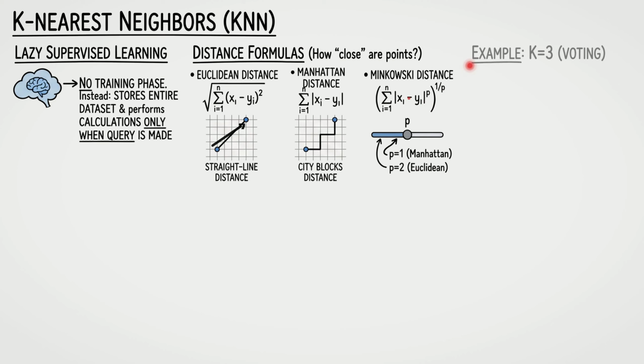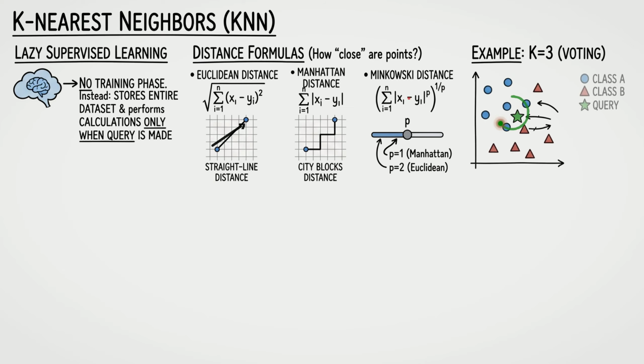Let's see this in action with a concrete example, where k equals 3. Imagine a new piece of data comes in, represented by this green star query. The algorithm measures distances and draws a boundary to find its 3 closest neighboring points. Look closely inside this circle. We have 2 blue circles and 1 red triangle. We simply let them take a vote. Since the blue circles hold the majority, our system outputs a predicted label of class A.